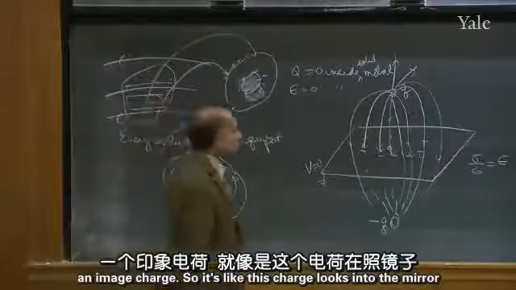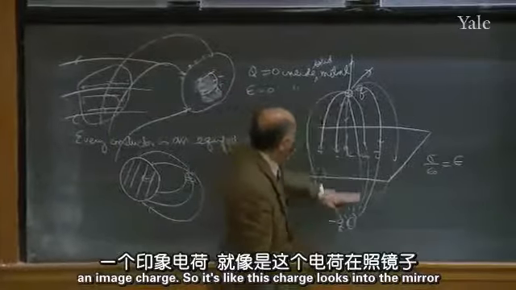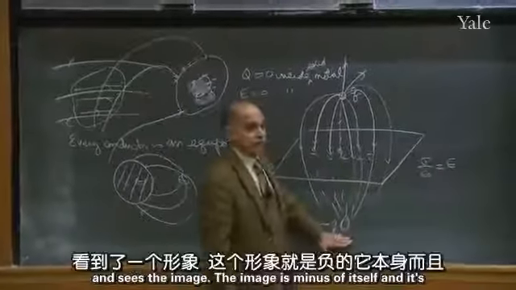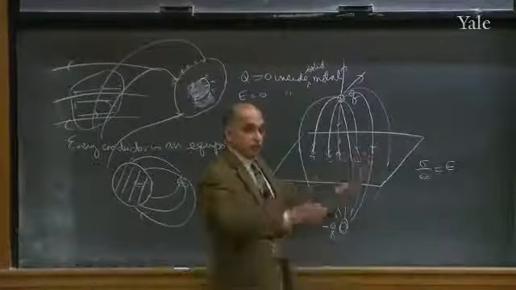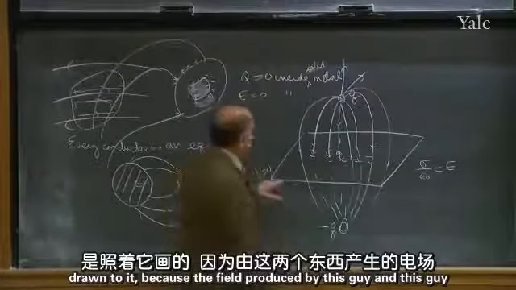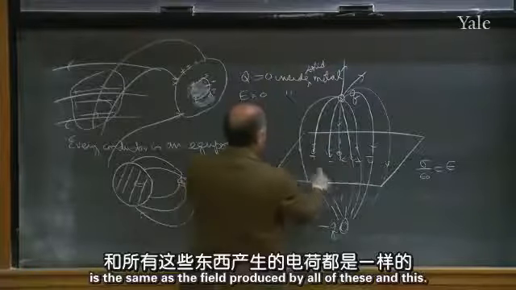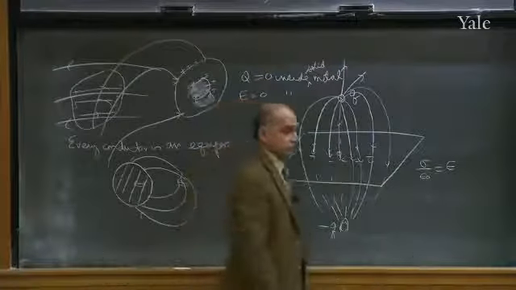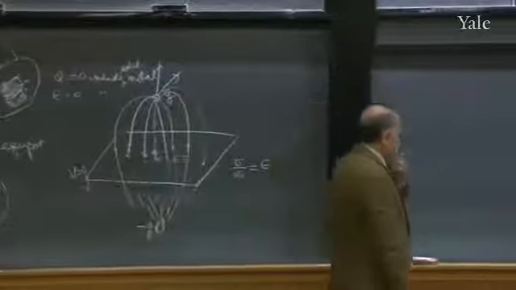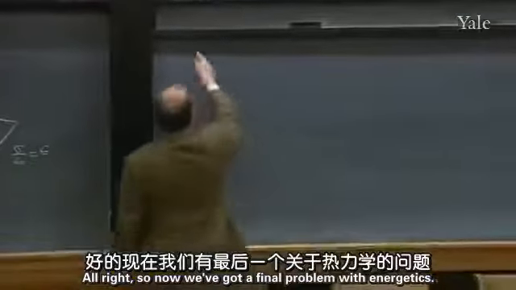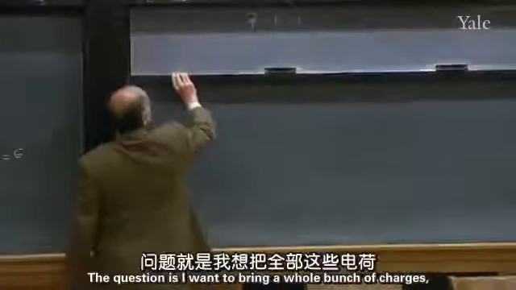So it's like this charge looks into the mirror and sees the image. The image is minus of itself, and it's drawn to it. Because the field produced by this guy and this guy is the same as the field produced by all of these and this. All right, so now we're going to the final problem of energetics.